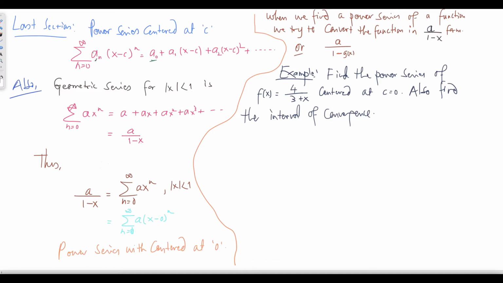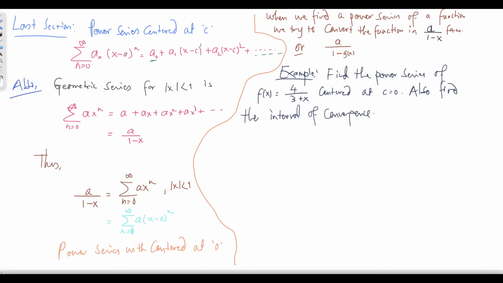Then plugging in n equals 1 gives you a sub 1 times x minus c to the 1. Similarly, if you plug in n equals 2, you get a sub 2 times x minus c to the 2, and so on, and you continue that way. That's what we discussed. So this is the power series centered at c.